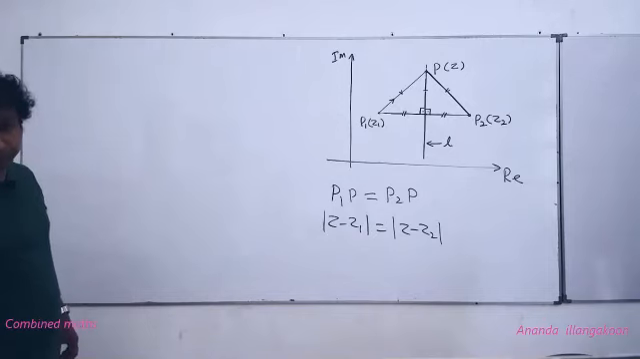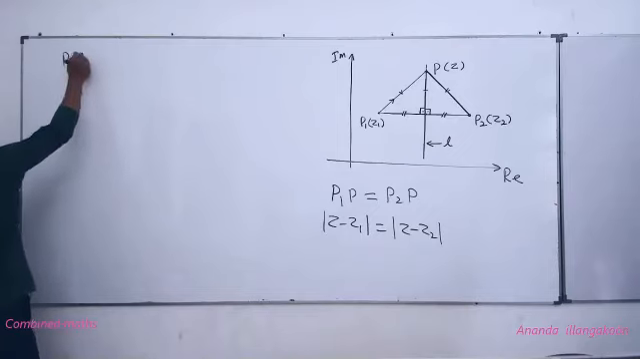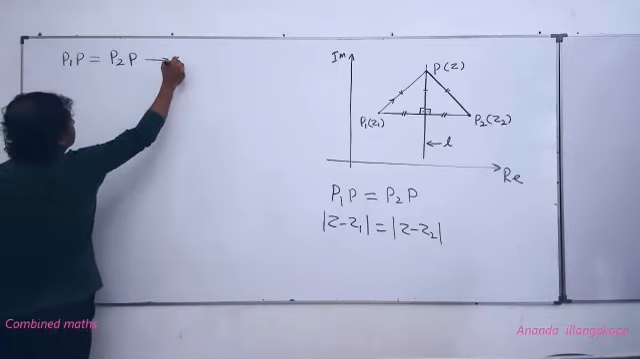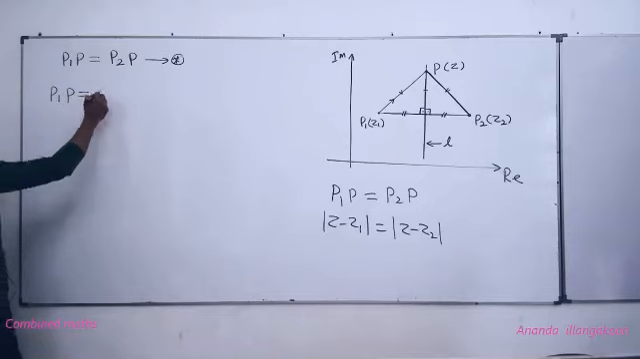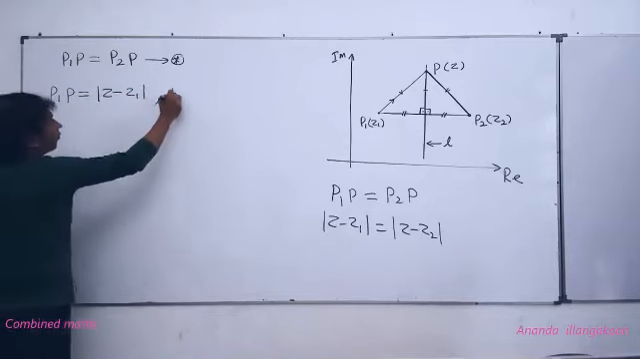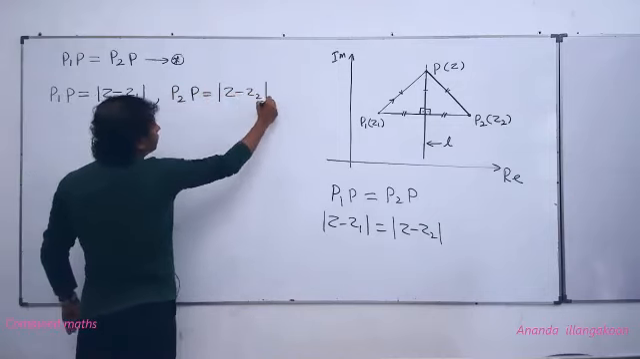Now, write like this. By geometry, P1P length is equal to P2P length. Suppose this is star. You can write P1P length is equal to what, people? Modulus of Z minus Z1. P2P is modulus of Z minus Z2. Therefore, star is the equation.